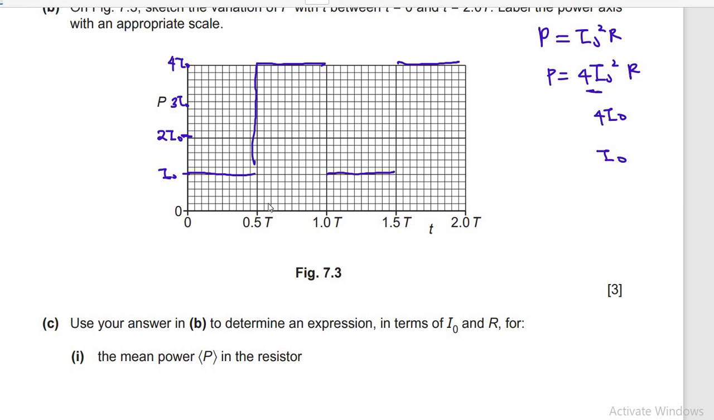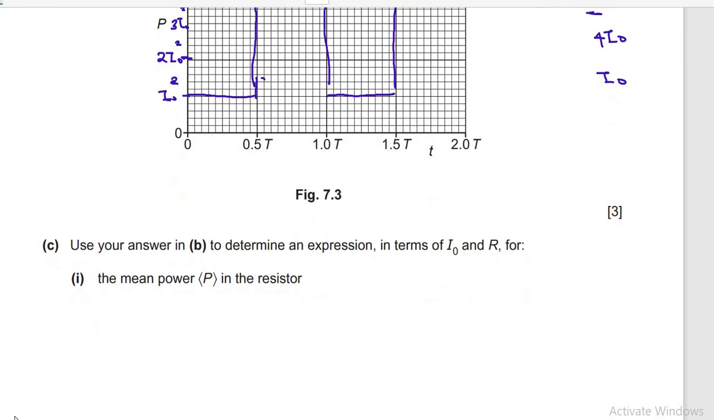At the end of the day, we have this graph, the square waveform. The power has taken away the negative when you square the current. So this is the graph of power. Oh, I have to put the square. The current is squared, like that, against time. So again the period.